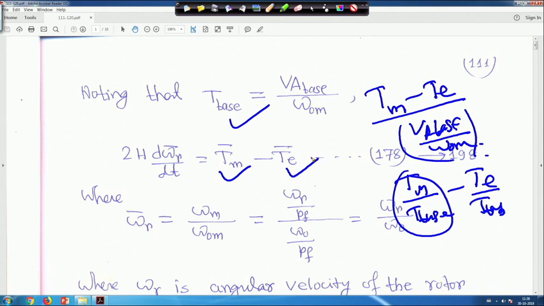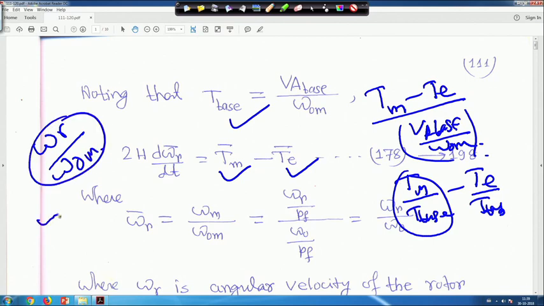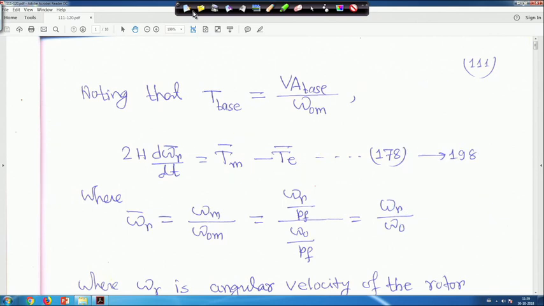So this is in per unit, and d omega_r by dt, from the previous equation, divided by omega_0m, is actually nothing but omega_r bar. So this is 2H d omega_r bar by dt equals T_m bar minus T_e bar. That means all these quantities are in per unit. This is equation 178.